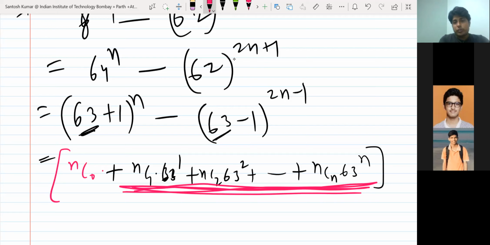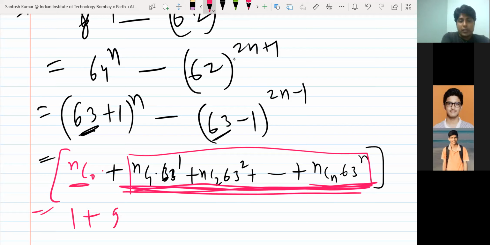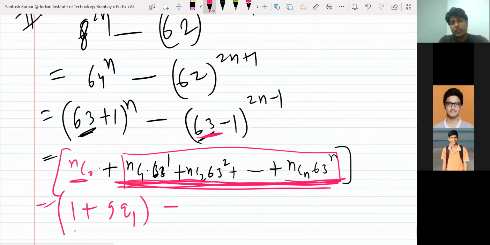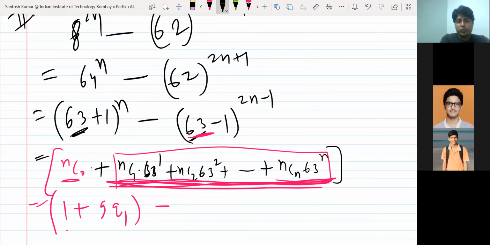So what you can do? That's why you can take 63 common, and 63 common means you can take 9 common, in fact. So this NC0 is 1. So 1 plus 9 times some Q1. I'm writing like this. Whatever number this is, you take it as 9 Q1. Minus: now it's a 63 minus 1. It's better to take the minus common.